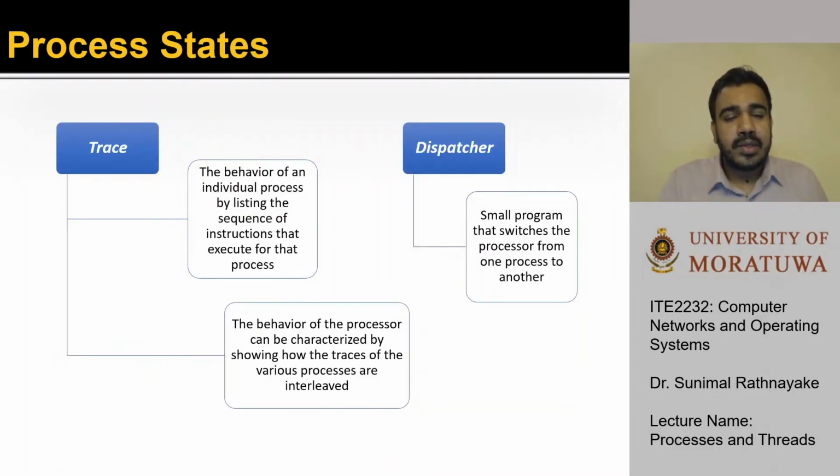Now, let's talk about the states of a process. Before we go into states, there are two important components that we need to understand. One is the dispatcher. The dispatcher is a small program in the operating system that switches the processor from one process to another.